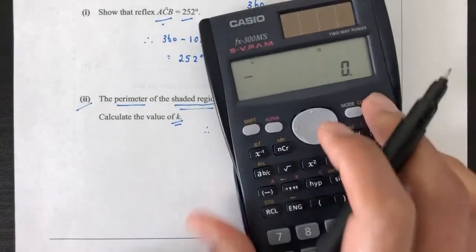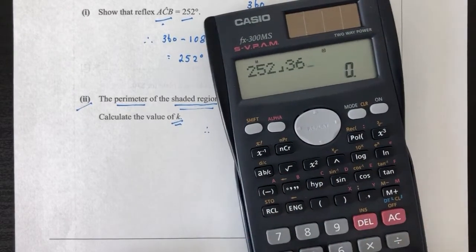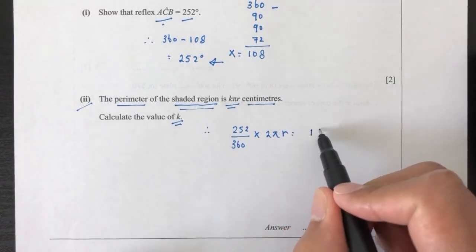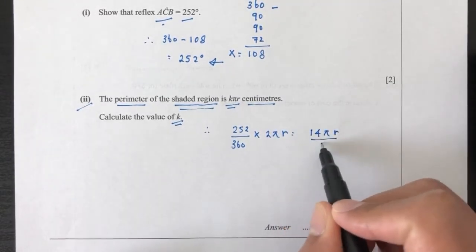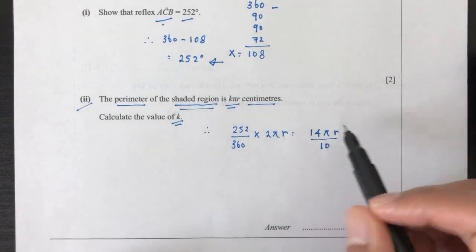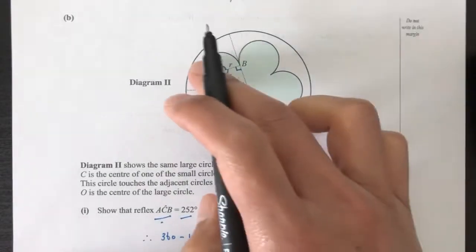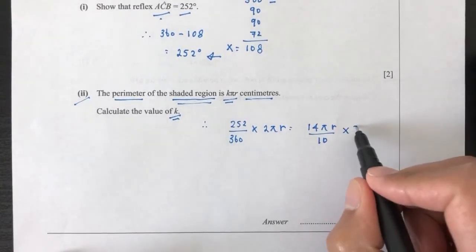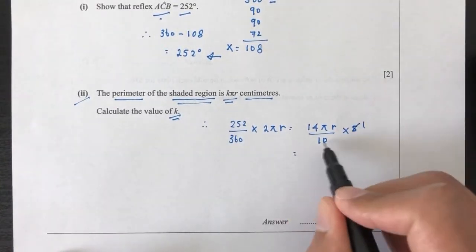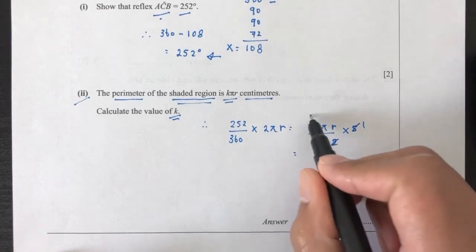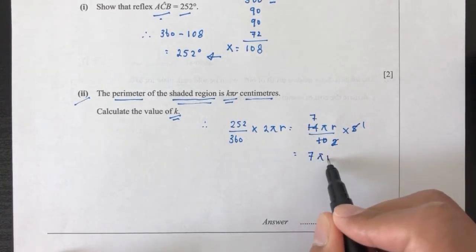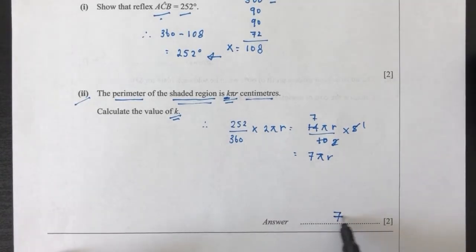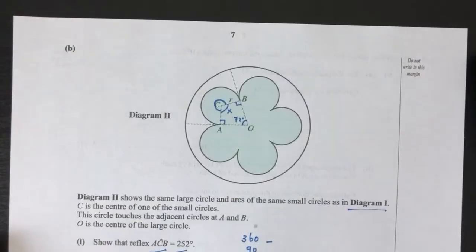So let's use our calculator. 252 over 360, that will be 7 over 10, so 14 pi r over 10 for one of them. Now you have to times 5 because we have 1, 2, 3, 4, 5. So times 5 will give me 7 pi r. So the value of k will be 7. That is question number 3.